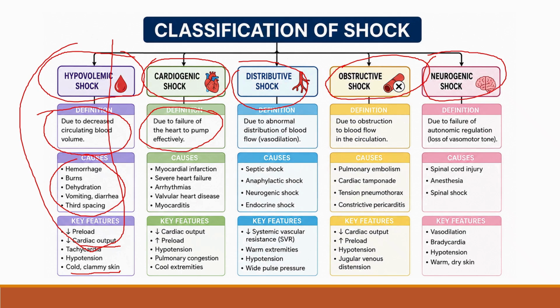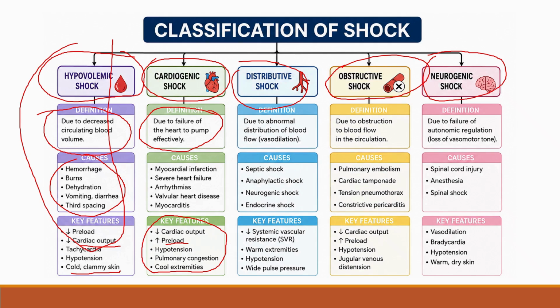And in the key features, you can see here the cardiac output is also reduced, but here the preload is high. In the case of hypovolemic, the preload was reduced, and in cardiogenic the preload is high in the atriums. Hypotension is the same, and pulmonary congestion is also here, because if the heart is not pumping the blood sufficiently, it gradually affects your lungs, and cool extremities. So you can remember these points. These are the key features and the causes of cardiogenic shock.